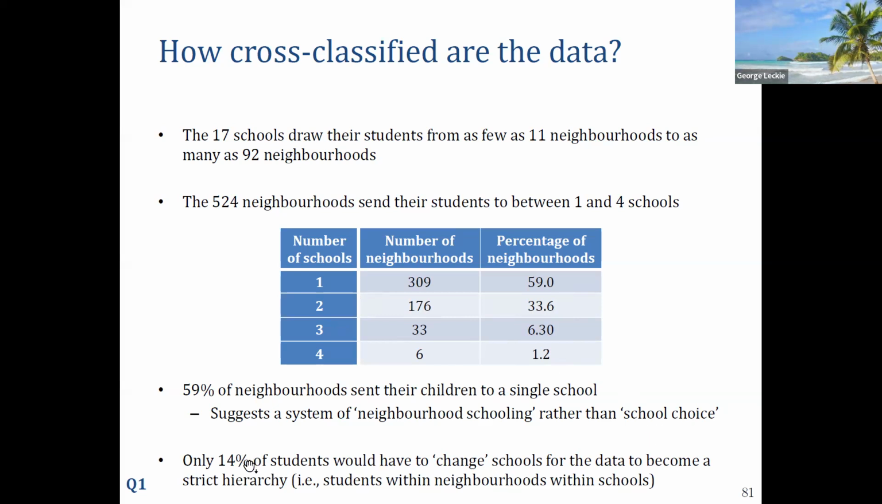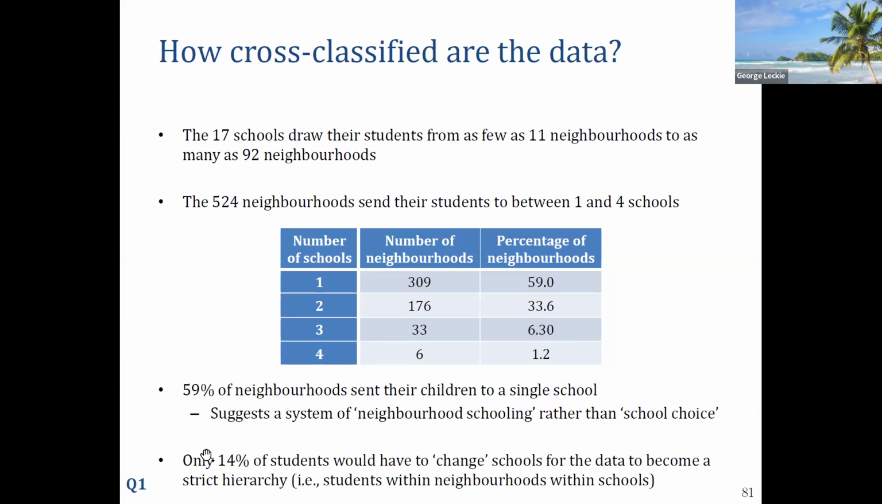Now, one thing which is quite cool, and again, it's just mucking around with the data, we're going to say this is a cross-classified data set. But, you know, neighbors are pretty small. 60% of them are sending to one school. It's not that far removed, surely, from a 3-level hierarchy of students within neighborhoods, within schools. But to what extent has that been broken? It turns out only 14% of my students are, if you like, breaking the hierarchy. If we artificially changed the school attended of just 14% of the kids and said, well, you could have gone to your local school, then that would have been a strict hierarchy.